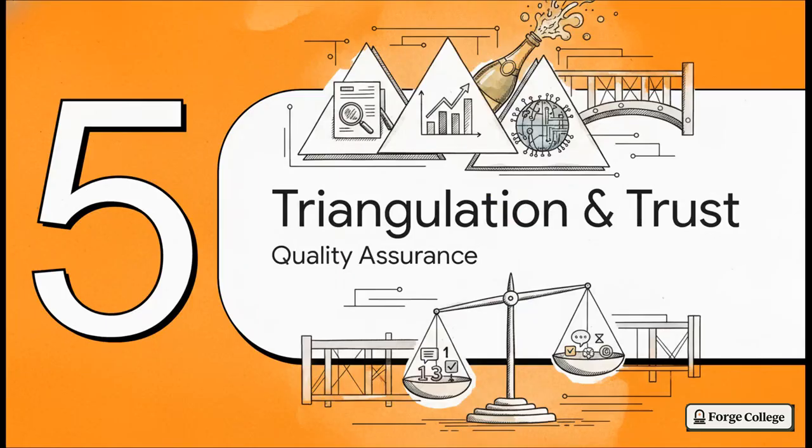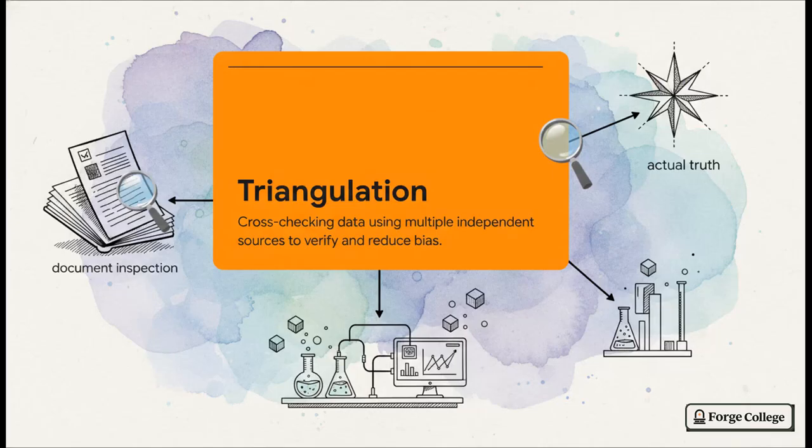Finally, part 5, triangulation and trust. Quality assurance is key. But hold on, we can't pop the champagne just yet. The truth is, a single metric from a single source can sometimes lie, or at least kind of misrepresent the whole truth. We absolutely must verify our work through triangulation. Triangulation is simply cross-checking your data by using multiple, independent sources to verify a measurement and reduce your bias.